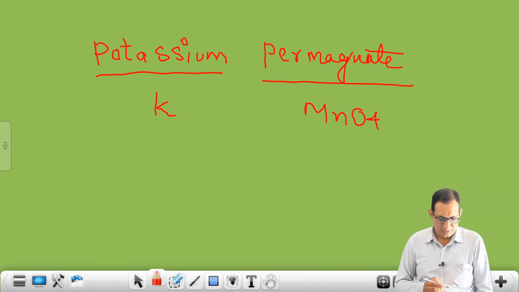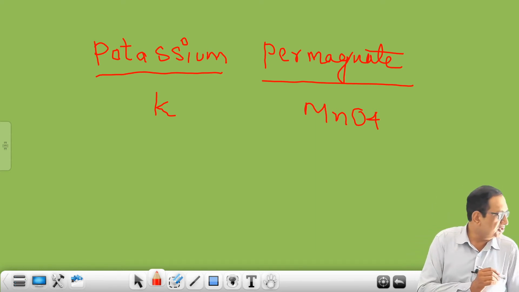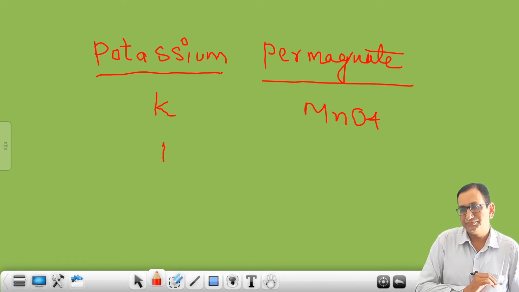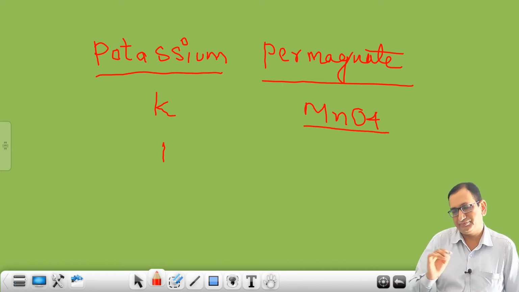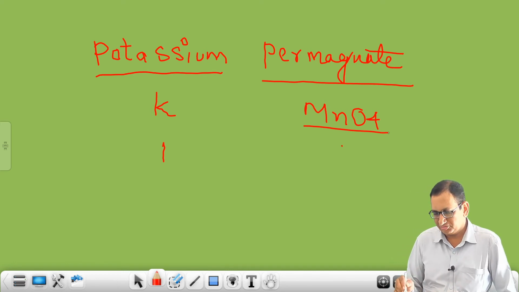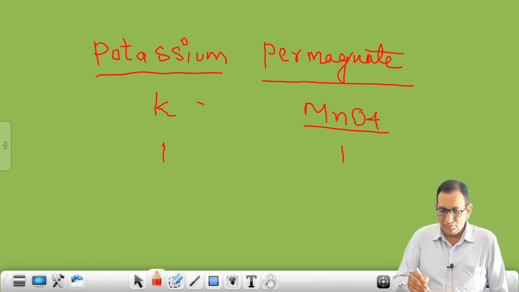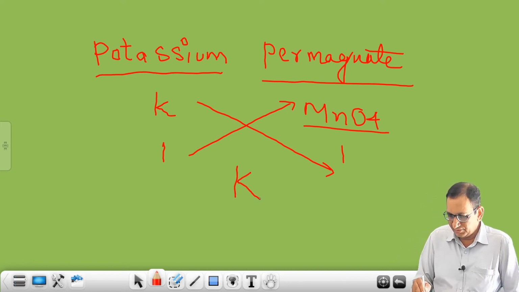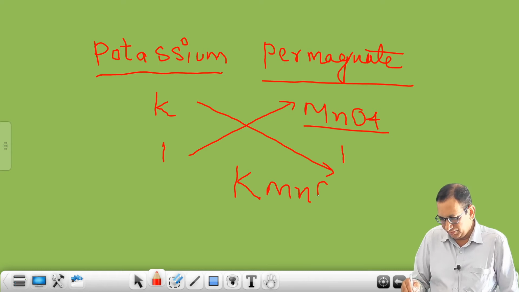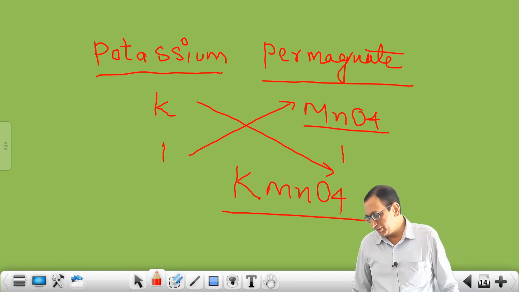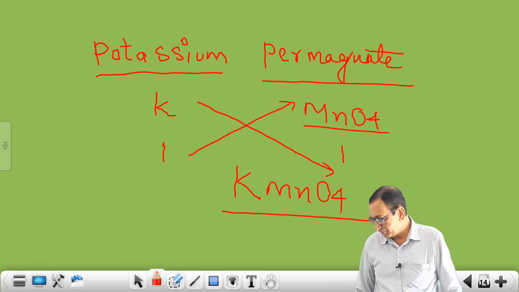If you show the charge, potassium has got 1 positive charge. Students, there is a positive charge on top of it, which means its valency is 1, so here you write down 1. And here permanganate has 1 negative charge, meaning the valency of permanganate is 1. Now by cross multiplication we will have here K MnO4. This is the formula for potassium permanganate.